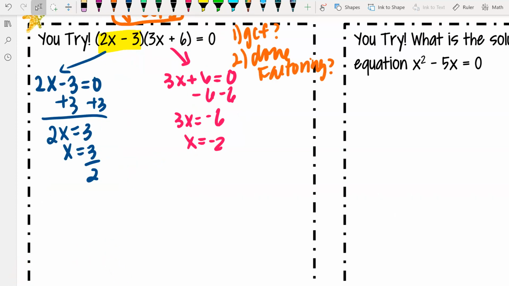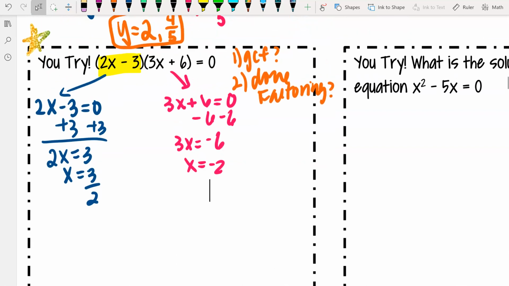So for this problem, you should notice when you ask yourselves, okay, is this completely done factoring? Like, are you done with it? Do I have a GCF? You should notice that this second binomial actually does have a GCF. So you can say yes to that question, but you don't need to worry about it right now.